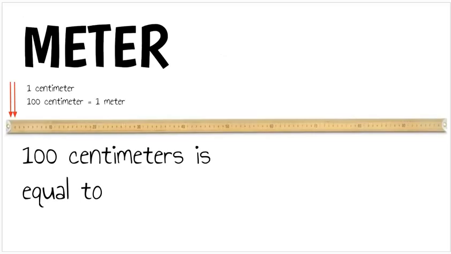Next, we have a meter, which looks similar to a yardstick, but it's not the same. So 100 centimeters is equal to a meter. Centi means 100. So 100 centimeters is equal to a meter.